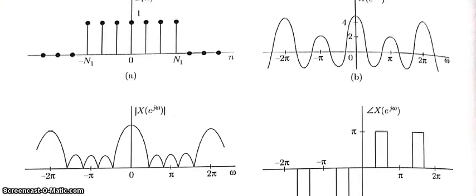This is the original x of n, which extends from minus n1 to n1, and this is X(e^{jω}), and this is the magnitude spectrum, and this is the phase angle.